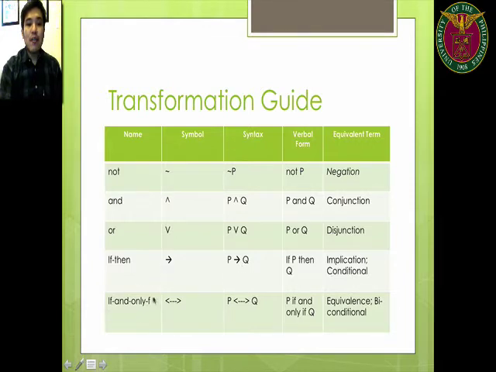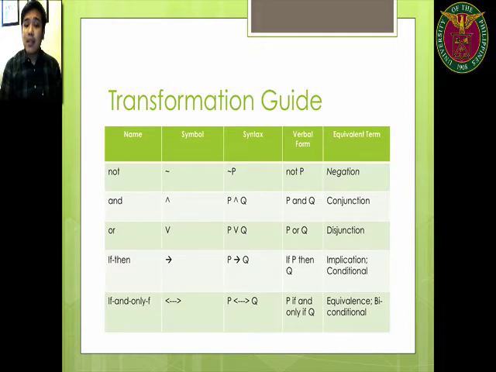The next one is if and only if. The symbol is a double-headed arrow, and the syntax is a proposition P, the double-headed arrow, and then Q. So you read it as P if and only if Q. It is called equivalence or biconditional.